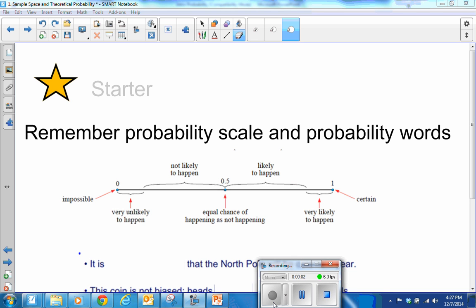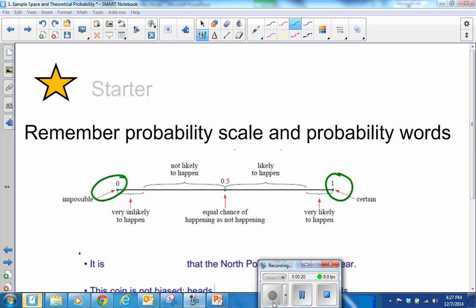We are starting our unit on probability, and to start this unit we need to remember some words and the probability scale. So let's start with the scale. The scale goes from 0 to 1. 0 is when the probability is impossible, when that event is not going to happen, and 1 is the probability is certain to happen.